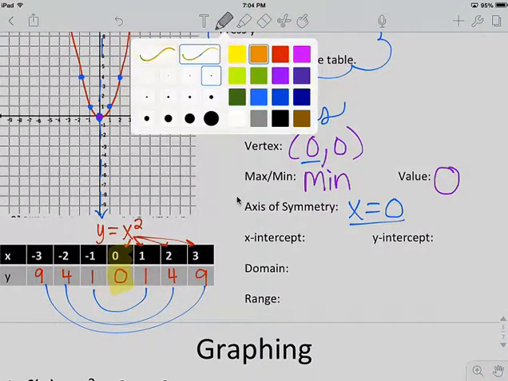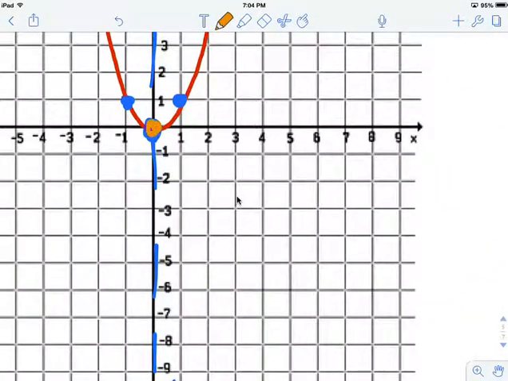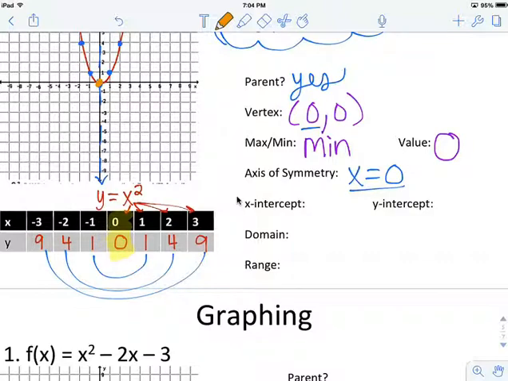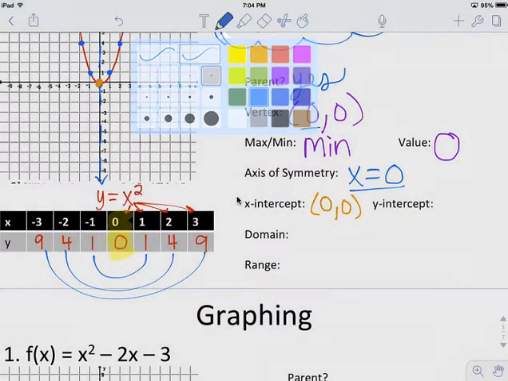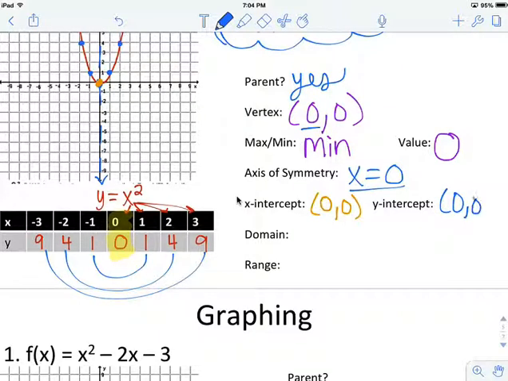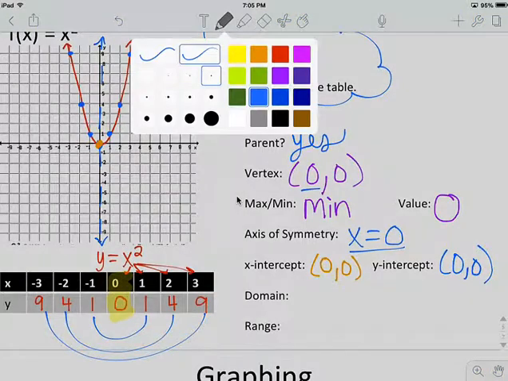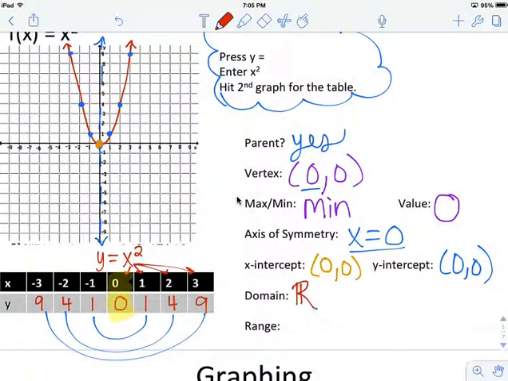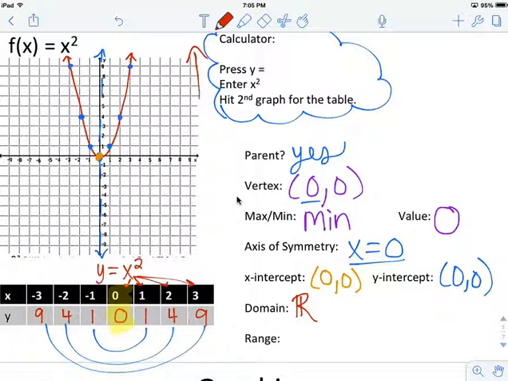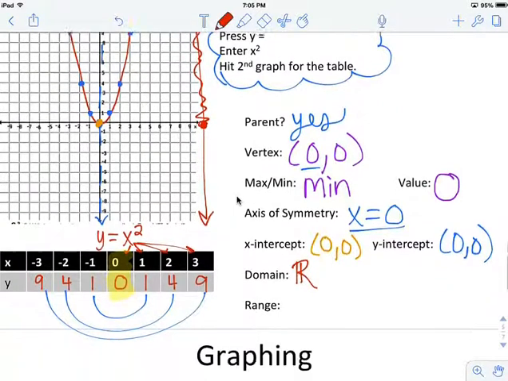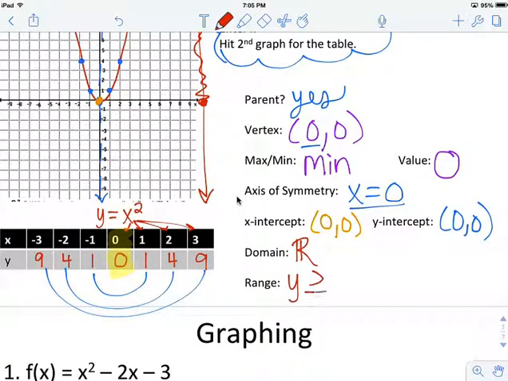We only have one x-intercept, and that's actually the same as our vertex. So we label that 0, 0. We also only have one y-intercept, also 0, 0. The domain goes left and right forever. So the domain is all real numbers. And for the range, we're going up forever, but we start at 0. So we label that y is greater than or equal to 0.